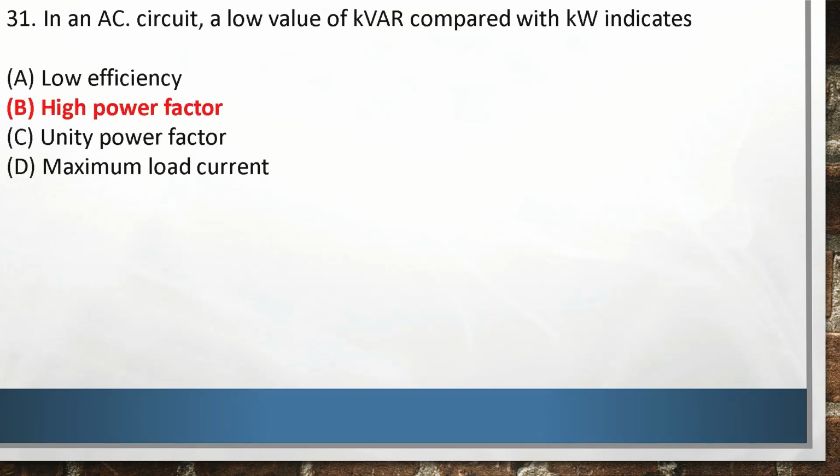31. In an AC circuit, a low value of kVAR compared with kW indicates: A, low efficiency; B, high power factor; C, unity power factor; D, maximum load current. And the answer is B, high power factor.